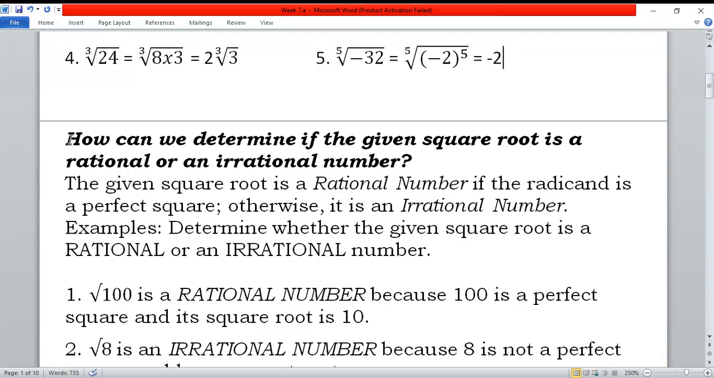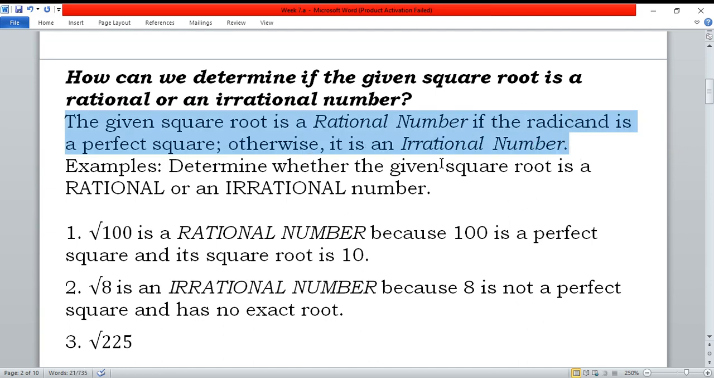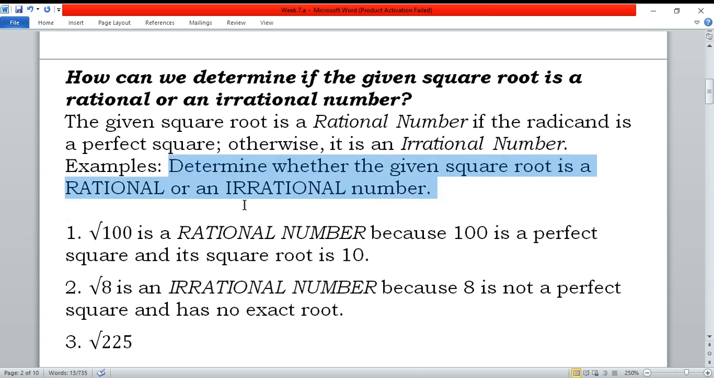So this time, how can we determine if the given square root is a rational or an irrational number? So, for example, the given square root is a rational number if the radicand is a perfect square. Otherwise, it is known as irrational number. Gaya nga ng binabanggit natin kanina. So this time, let's determine whether the given square root is a rational or an irrational number.